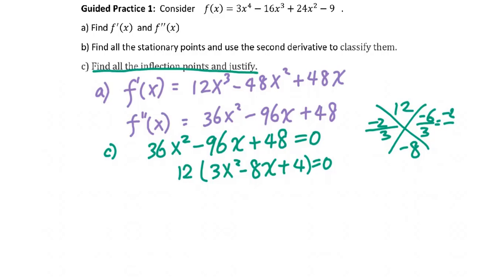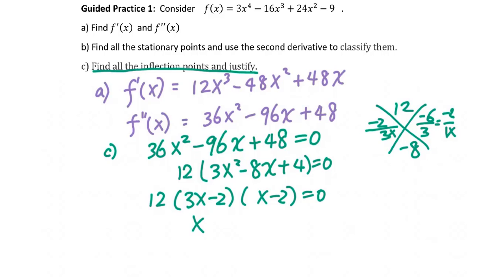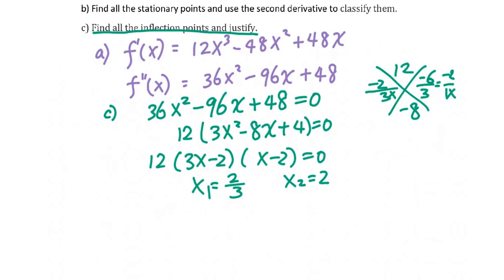Reduce, that is negative 2, here's 1. So here's x, here's x. You will get 12 times 3x minus 2 and x minus 2 equals 0. x1 equals 2 over 3. For x2 equals 2. For B, we already figured out that x2 equals 2 is a stationary inflection point. Now let's work on x1.